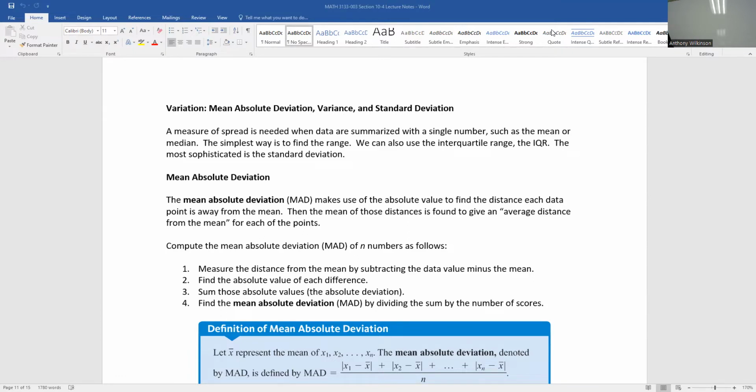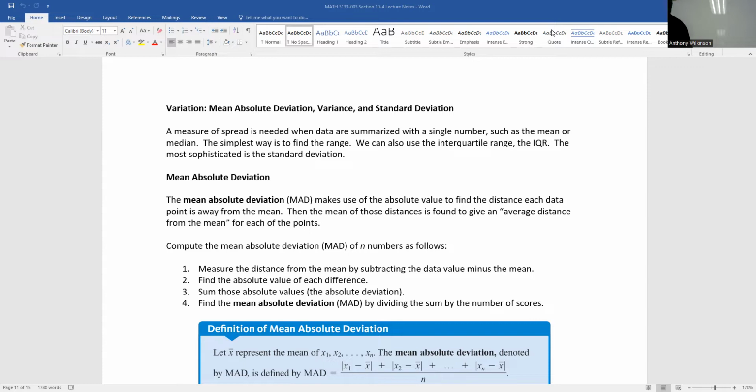Okay, so to pick up where we left off, we're going to look at the mean absolute deviation, the variance, and the standard deviation of a set of numbers. A measure of spread is needed when the data are summarized with a single number, such as the mean or the median. The simplest way is to find the range. We've already talked about how to calculate the range of a set of numbers. That's the highest data value minus the lowest data value. We can also use the interquartile range, or the IQR. Now, the most sophisticated measure of variation would be the standard deviation.